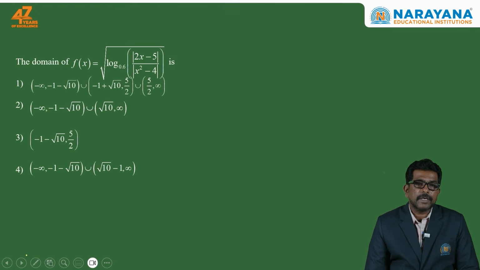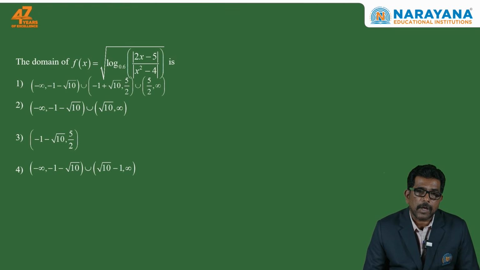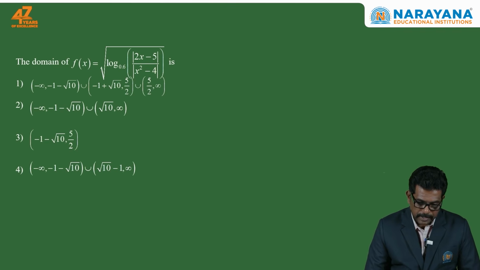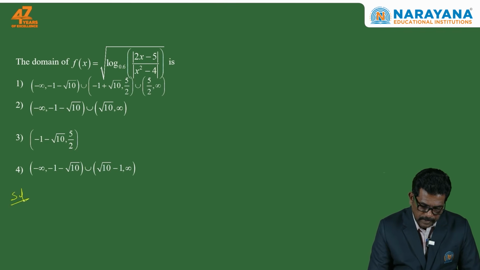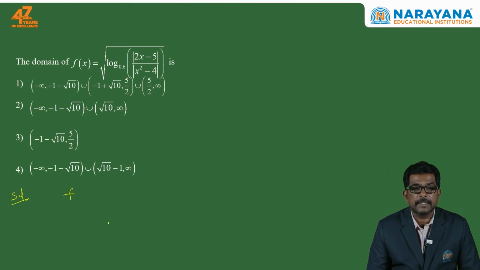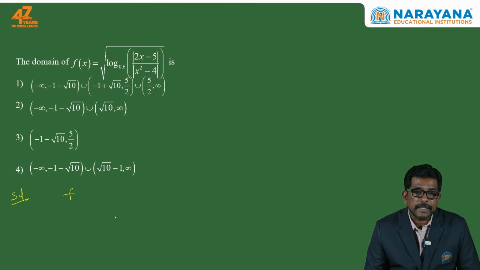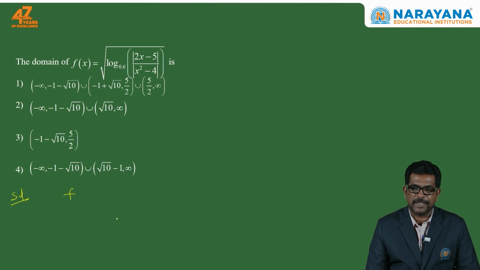The domain of f of x, square root of log base 0.6 of mod 2x minus 5 upon mod x square minus 4, is. It is a regular modulus problem and the domain of a square root function. Here the solution for this one, first of all, domain means for what values of x the function is having the real values, those set of values of x is called as the domain of the function.